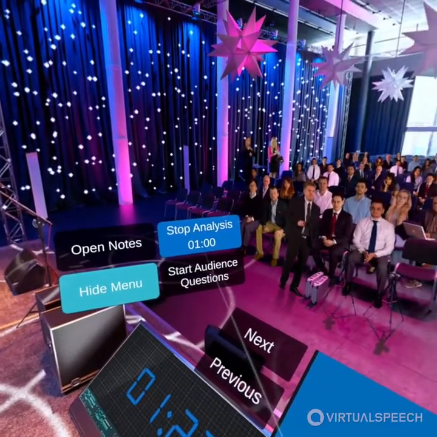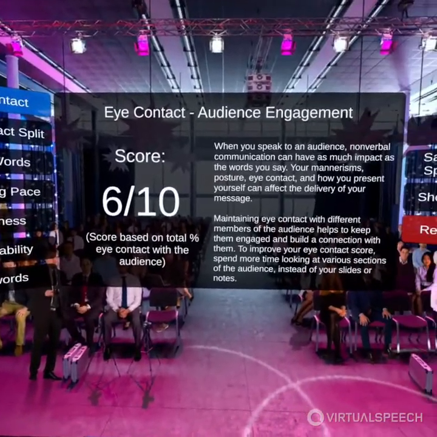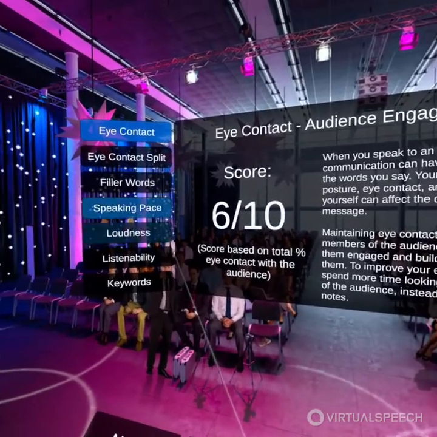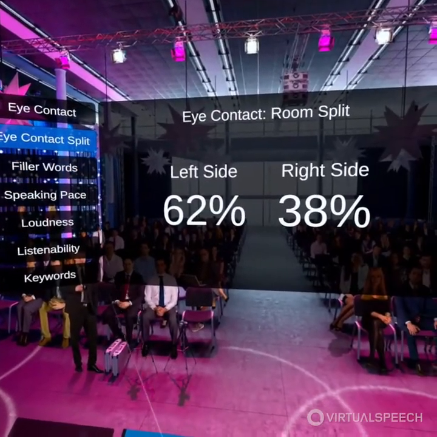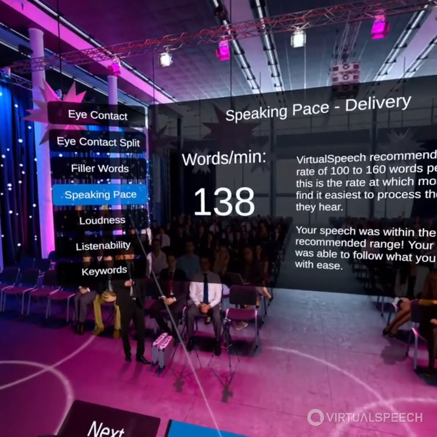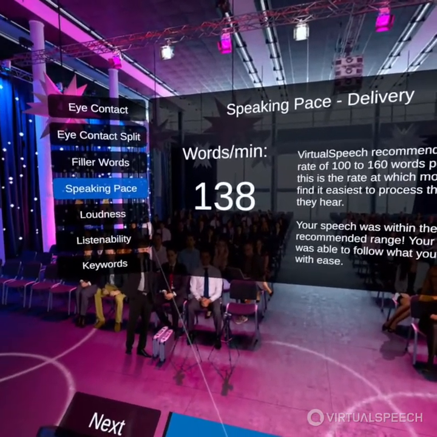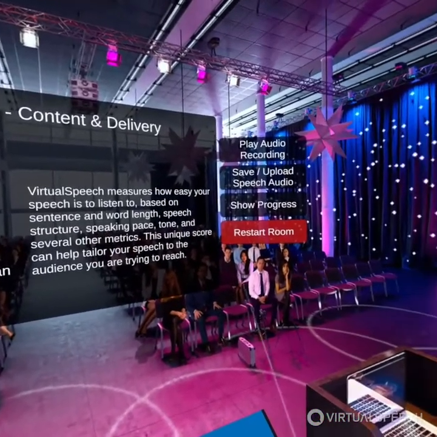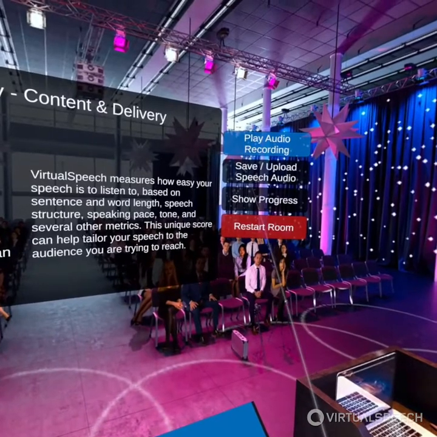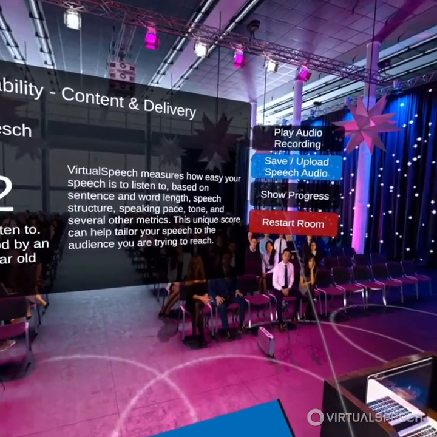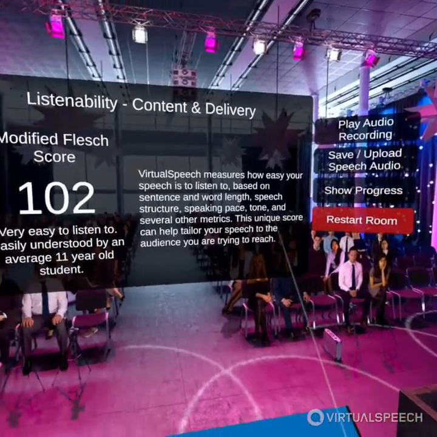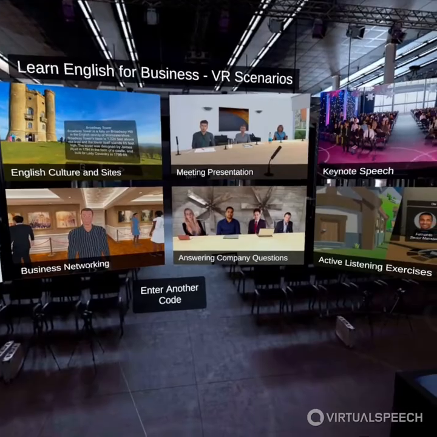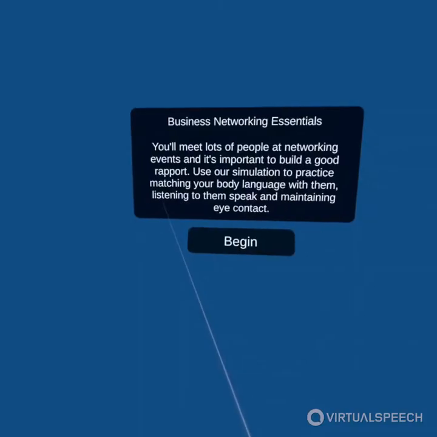Let's close the notes and show the analysis. In this example, I scored 6 out of 10 for my eye contact. I was looking too much to the left side of the audience. I was speaking a little bit faster than I would have liked. And my speech was easy to listen to as well. And I can listen back to my recording, watch myself back to get feedback on my body language, and show progress as well. But let's exit this room and enter another environment, in this case the networking environment.